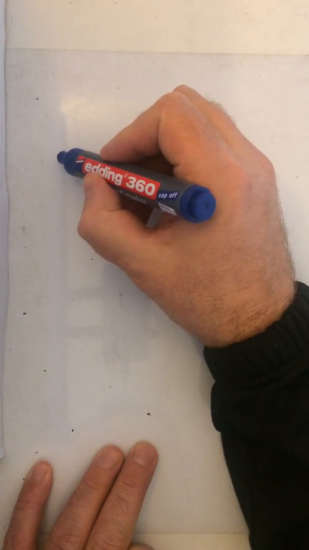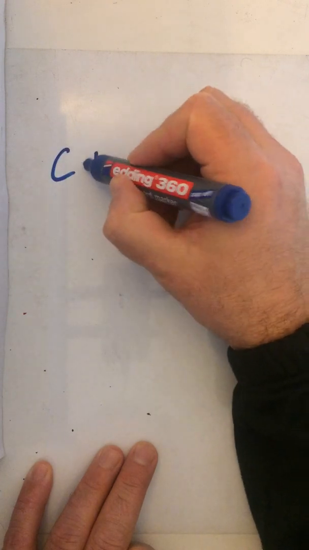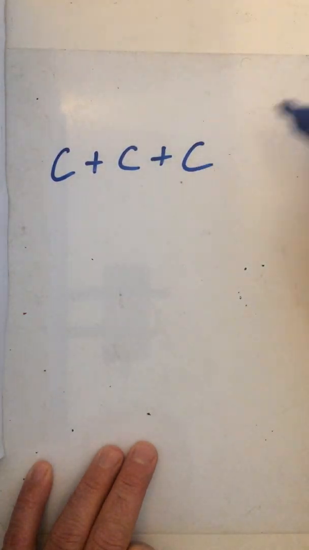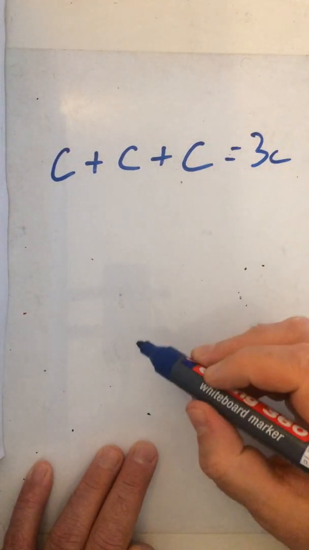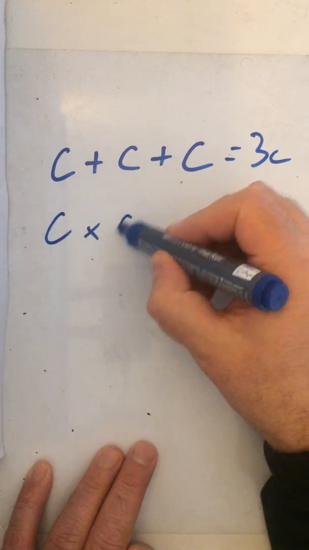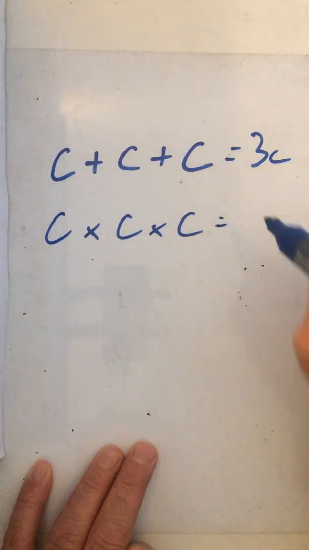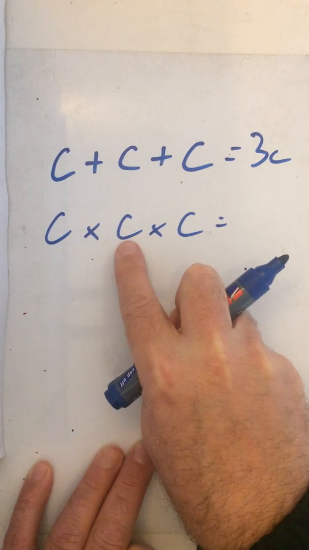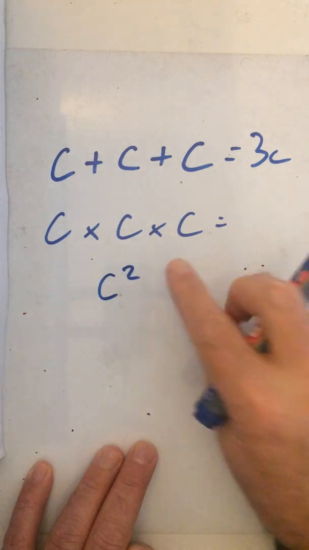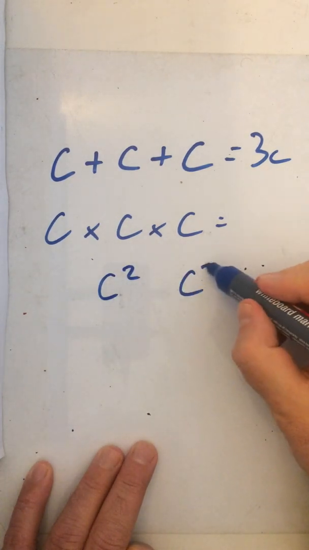Right, so let's start off by simplifying. Just remember, when we're simplifying, we're making something more manageable, aren't we? So say, for example, we've got C plus C plus C. When we're adding, we go 1C, add another C, add another C, gives me 3C. When we're multiplying, it's a bit different. So C times C times C. C times C would be C squared, times another C would be C cubed.